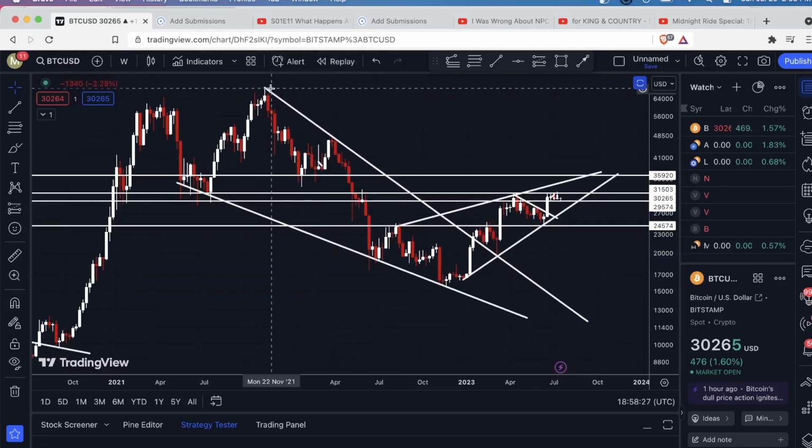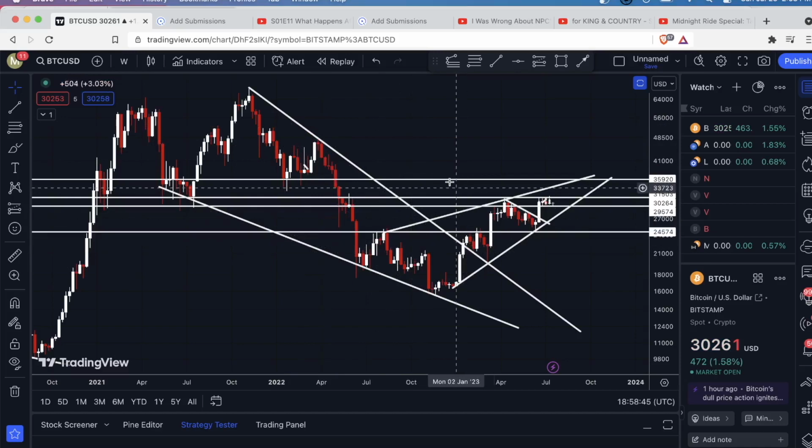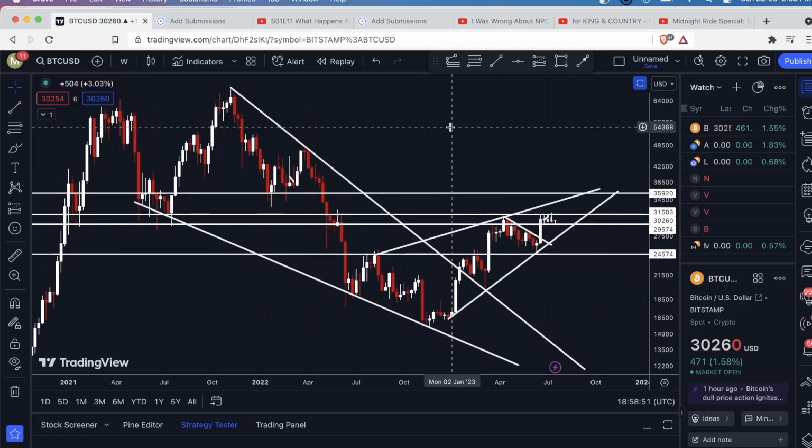But the target for this, right? Likewise, you take a projection from the bottom to the top. Well, you would do it here from the top to the bottom and then project that from this breakout point, which would take us all the way up around 50K. So the target for this descending wedge has not been hit, and I'm just prioritizing that. That's why I'm leaning somewhat bullish right now.